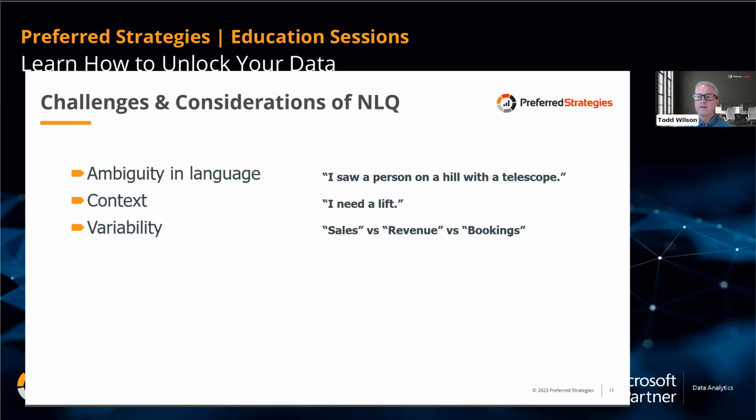You do, of course, have variability, and we already touched on this before. Sales, revenue, bookings, receipts, you can go down the list. Net income, profit. Sometimes people use very different terms across the same organization to describe the same thing, and that variability has to be considered as well.